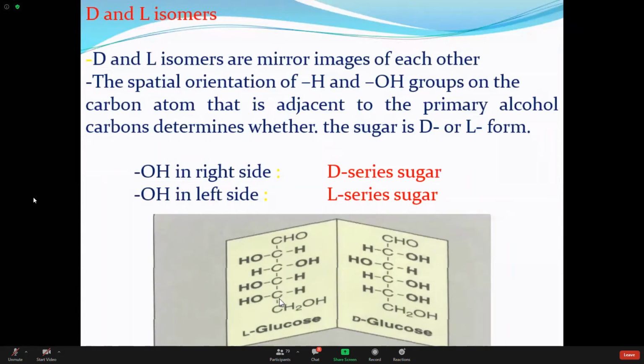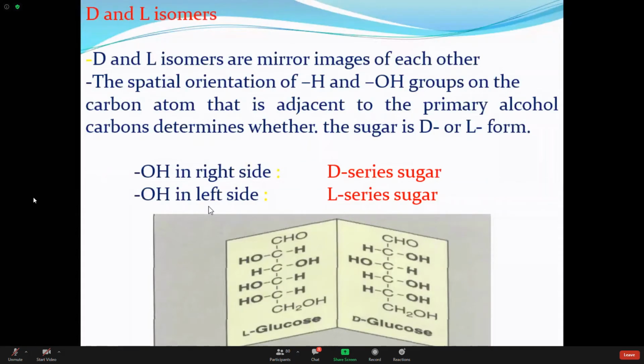Now, in respect to the penultimate carbon atom, you have to see the position of the OH. When the OH is on your right hand side, like here, the OH group is on your right hand side, so that's why it is the D series sugar. When the OH group is on your left hand side, that is the L variety of sugar.